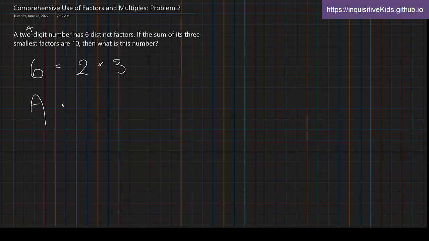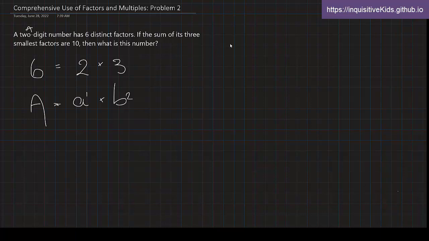So this two-digit number equals a to the first power, because 2 minus 1 gives us that exponent, times b to the second power, because 3 minus 1 is 2, and that is b's exponent. So we know that the number A is equal to a to the first power times b to the second power. And the sum of its 3 smallest factors is 10.